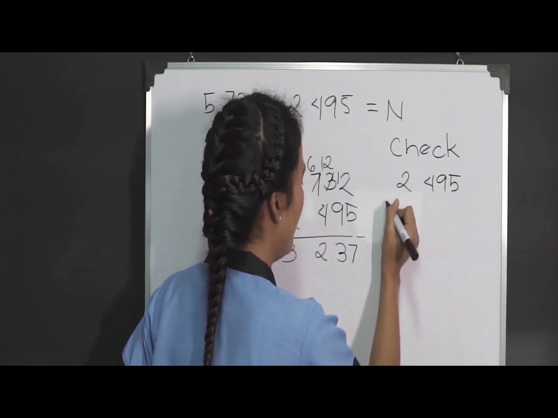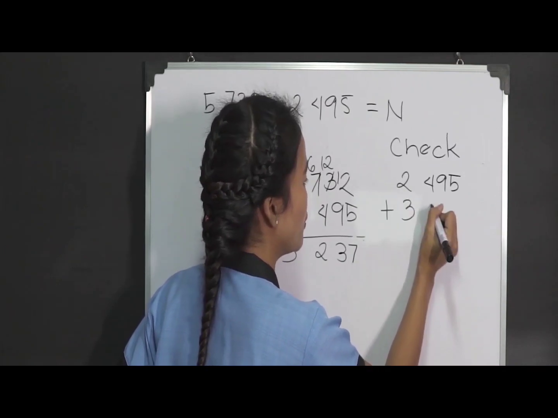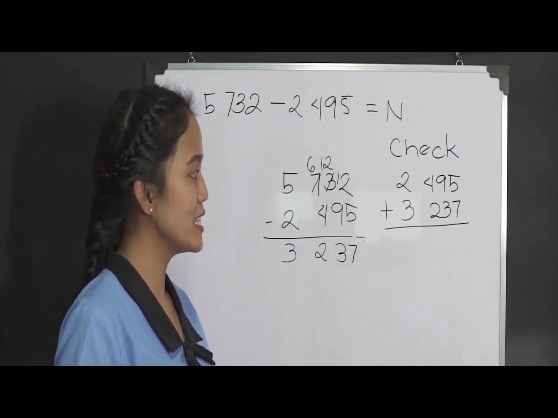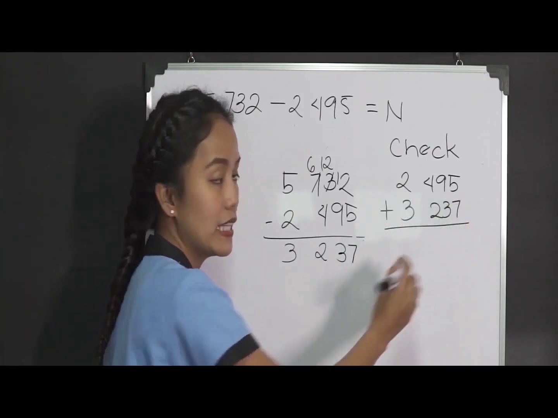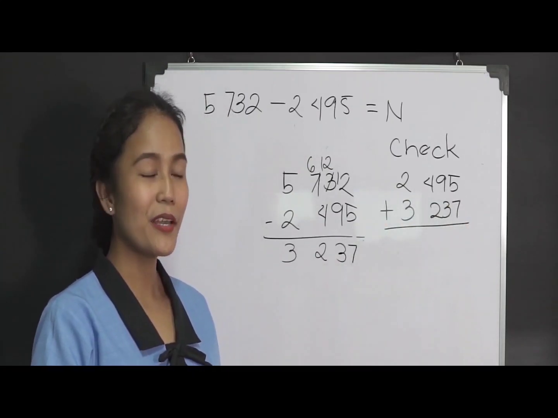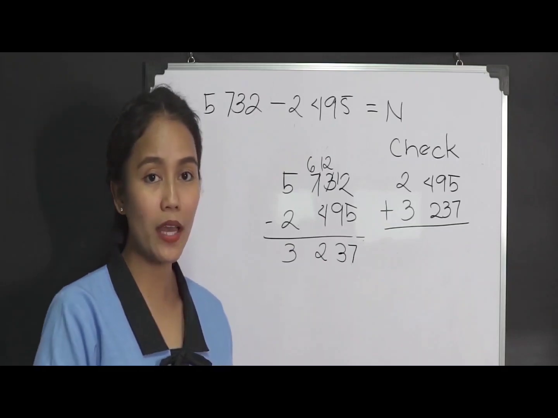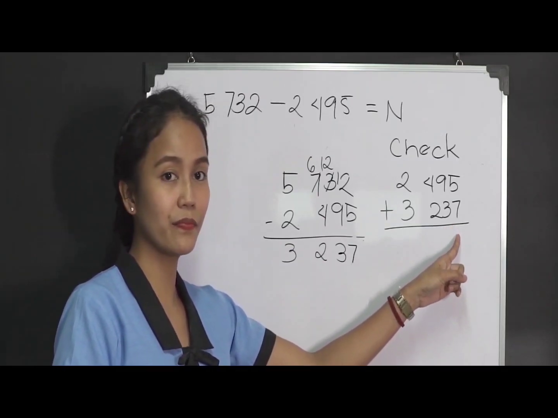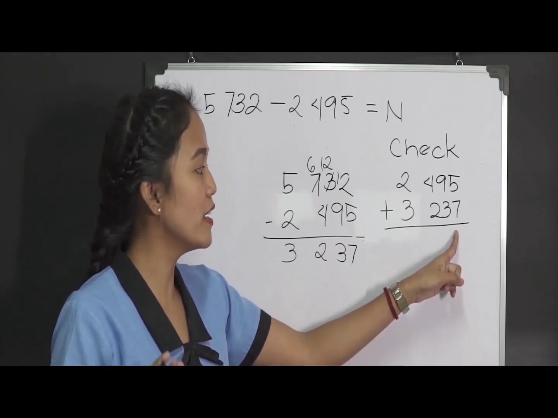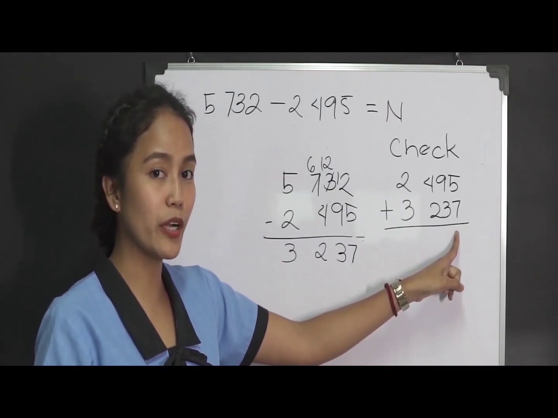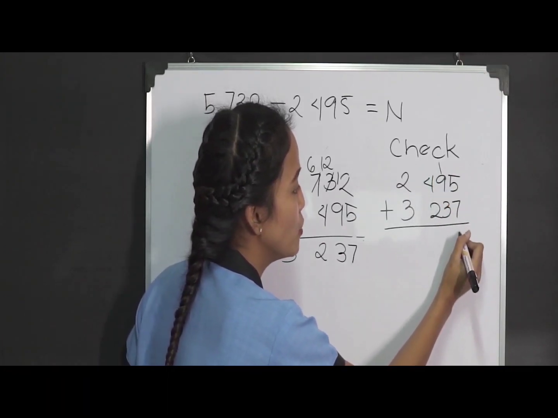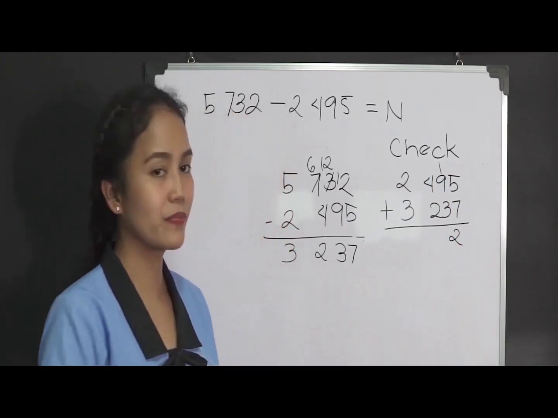2,495 plus 3,237. Add first the ones place. 5 plus 7 is equal to? Very good. It is equal to 12. But, are we allowed to write 2 digits here? No, we are not allowed. So, what we are going to do is to write 1 above 9 and write 2 in the ones column.